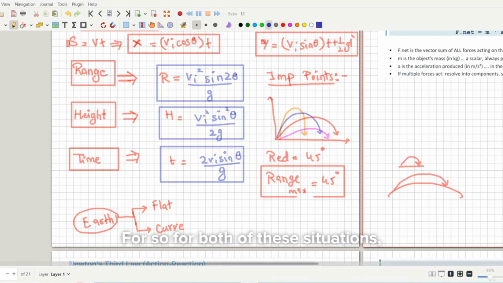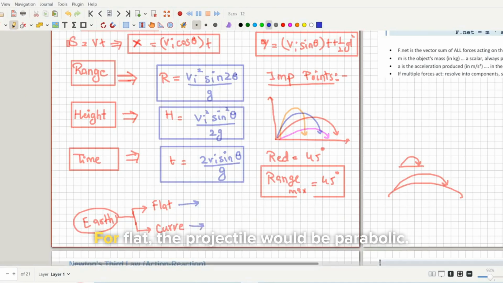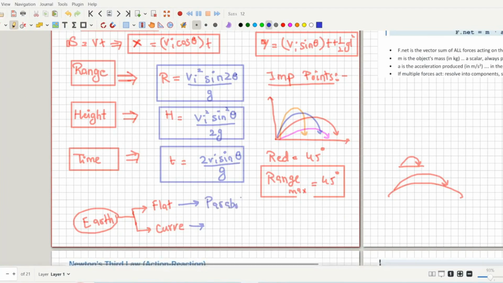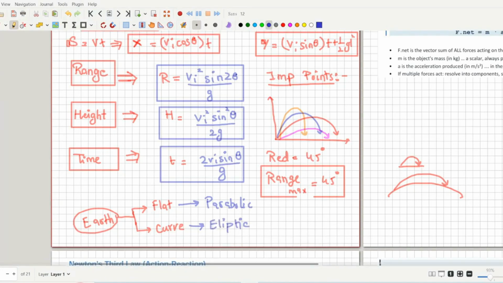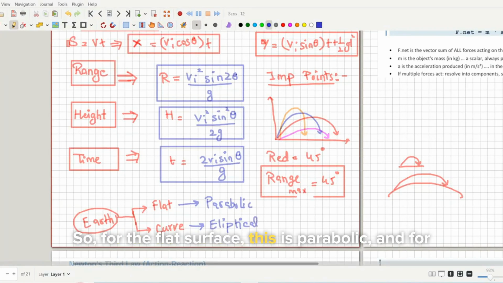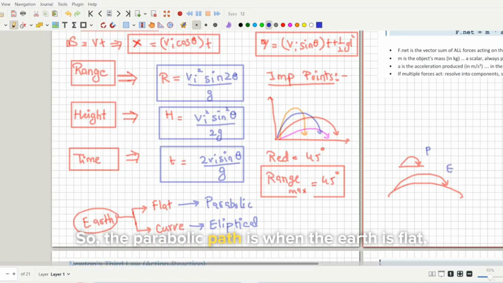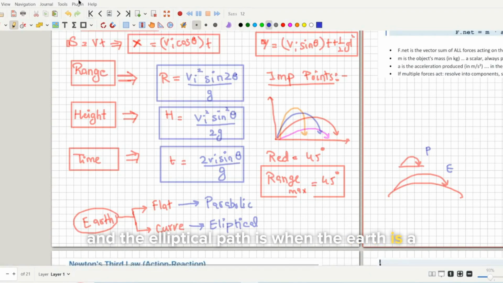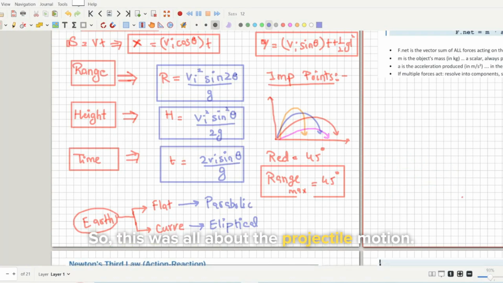So for both of these situations, the projectile would be different. For flat, the projectile would be parabolic. Okay, and for curved surface, the projectile would be called elliptical. So for the flat surface, this is parabolic, and for the curved surface, this is elliptical. So the parabolic path is when the Earth is flat, and the elliptical path is when the Earth is a curved surface. So this was all about the projectile motion.